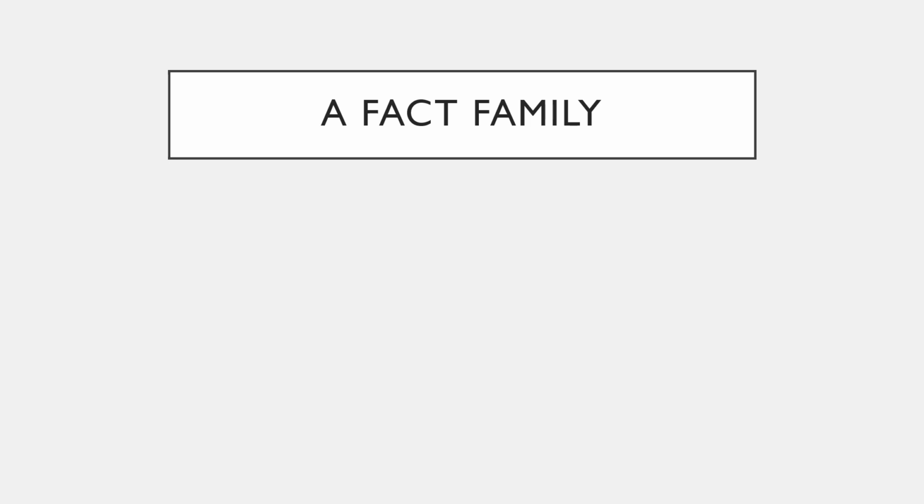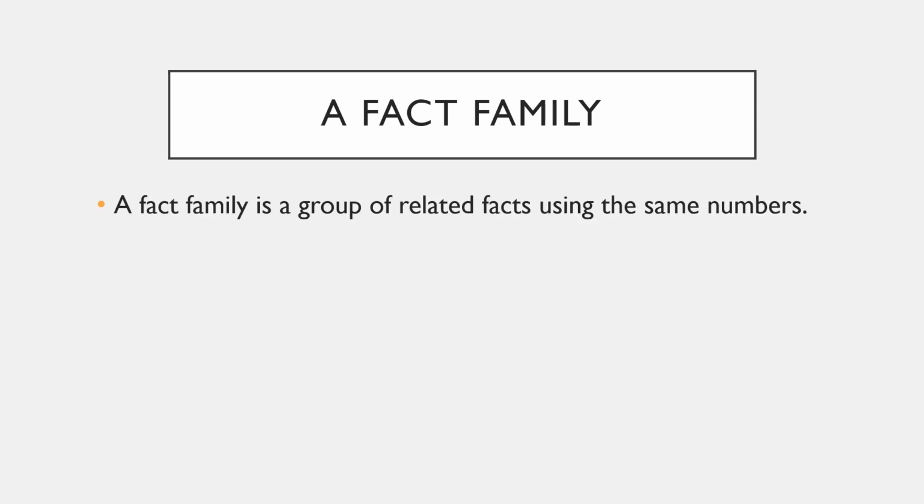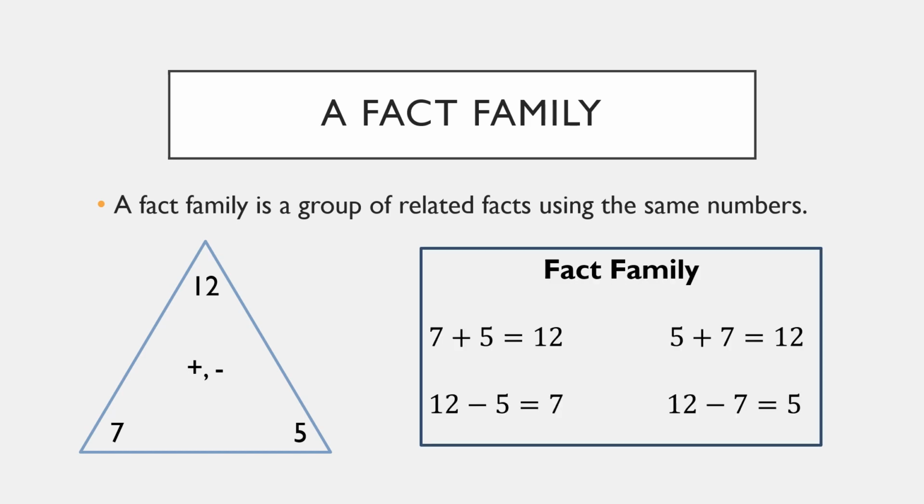All right, so now a fact family. You have a couple of questions on your homework related to fact families. A fact family is just a group of related facts using the same numbers. And so I want to show you this. This is called a fact triangle. I want to say it's multiple choice, and you have to select all of the related facts for a particular fact family. So for the fact family 7, 5, and 12, we have the following.